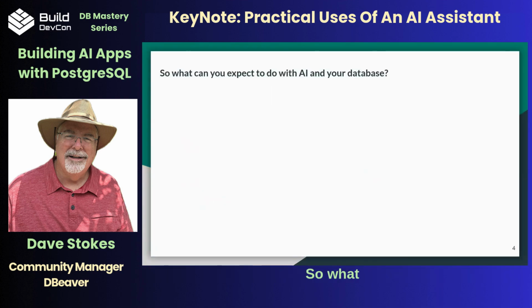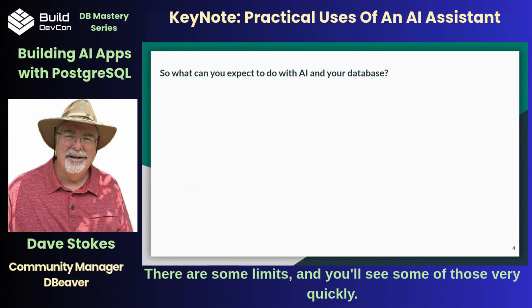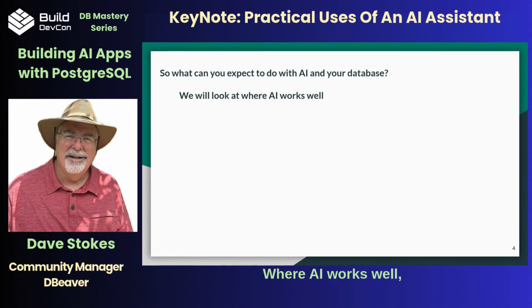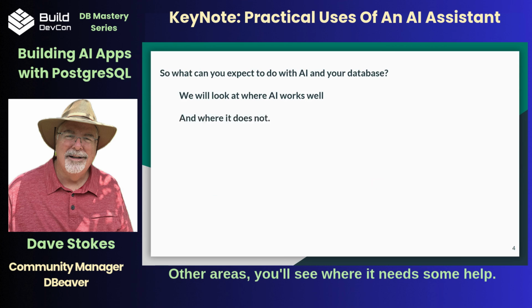So what can you honestly expect to do with AI in your database? Once again, AI is overhyped. There are some limits, and you'll see some of those very quickly. We'll look where AI works well. There are some areas right now where it is pretty snappy and does some great stuff. Other areas you'll see where it needs some help.